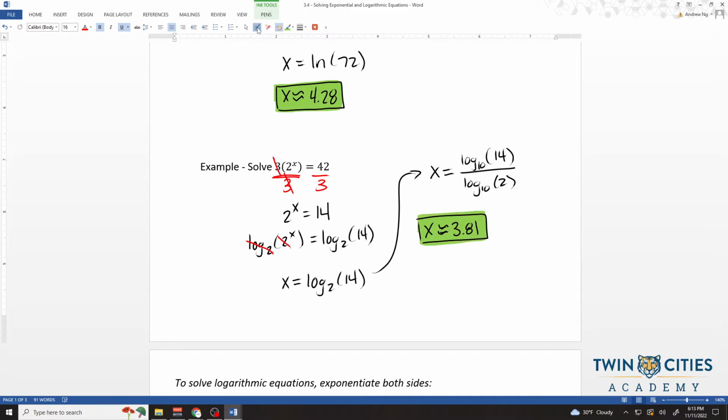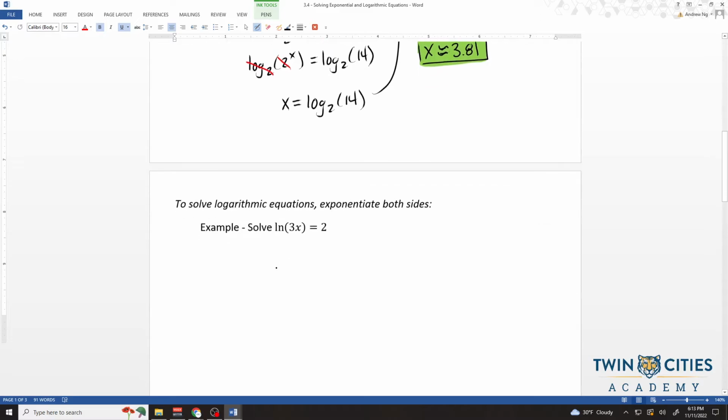And again, to check your answer, you can take this 3.81 and plug it into your original equation here, 3 times 2 to the 3.81, and you should get something very close to 42. Remember that we're rounding a little bit, so we might be off by just a tiny bit there. Okay, so that takes care of starting with an exponent and trying to find my missing exponent.